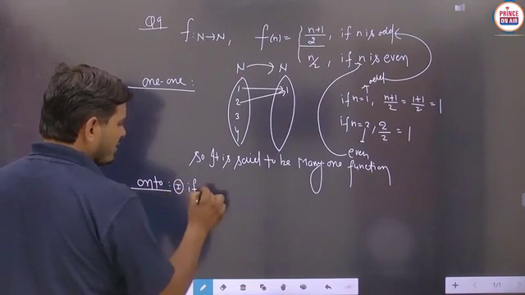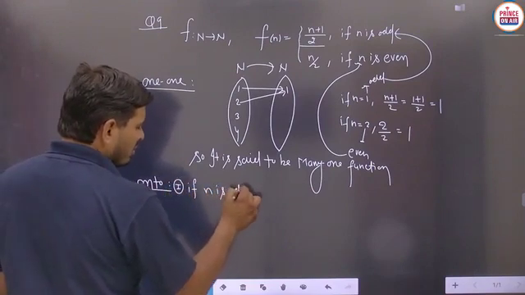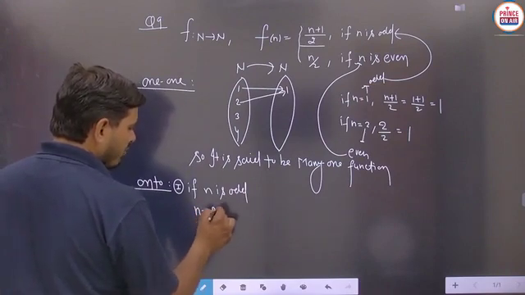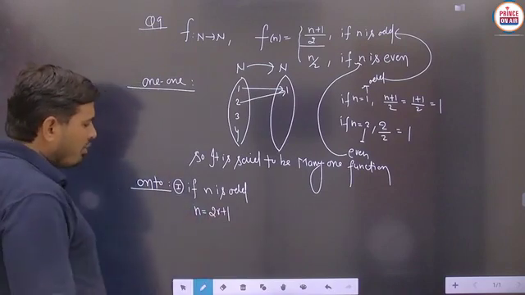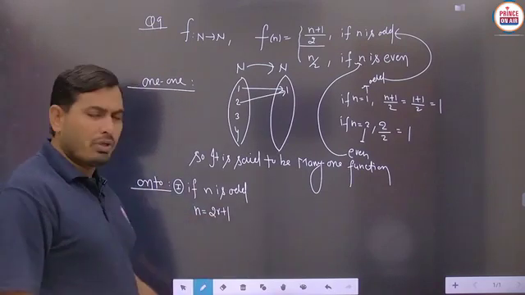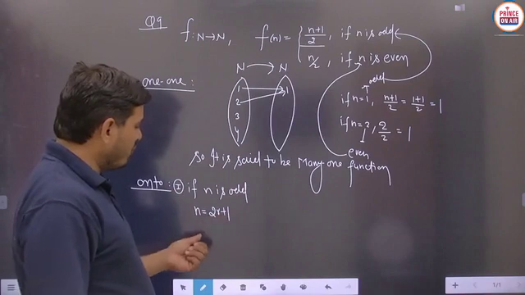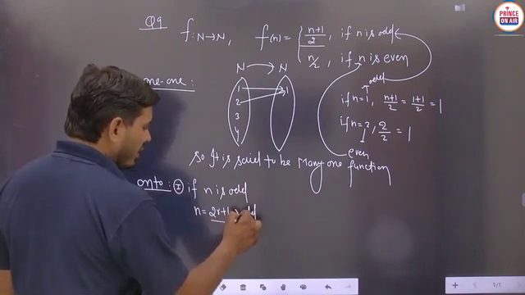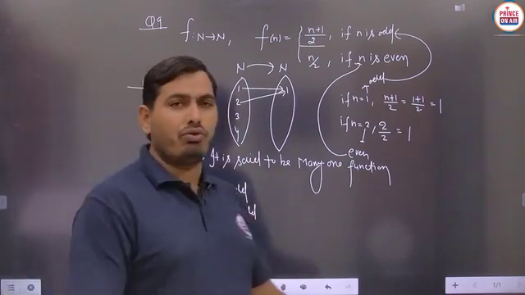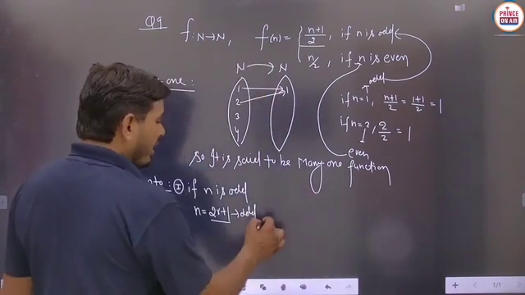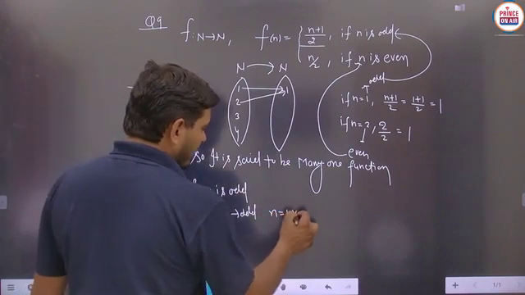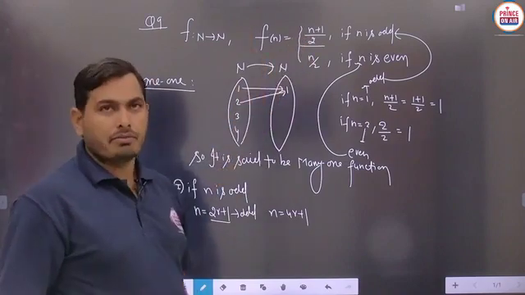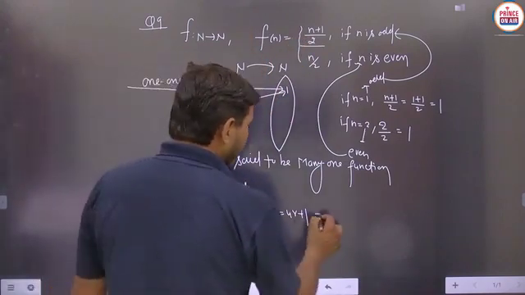The very first case: if n is odd, then n will be taken as 2r plus 1. You can say that n belongs to 2r plus 1, because here r can be any natural number 1, 2, 3, 4, then 2r plus 1 will always be odd. So you can take n equals 2r plus 1, or you can also take n equals 4r plus 1 here. Is it clear? Suppose this value of n is used in this definition, then what will we get?